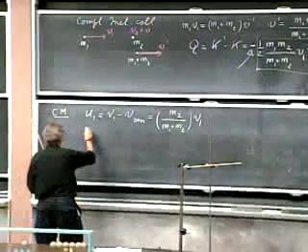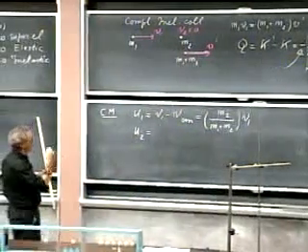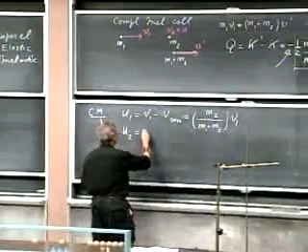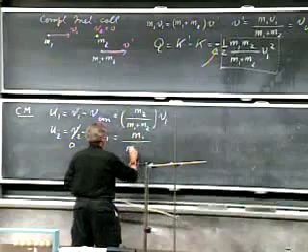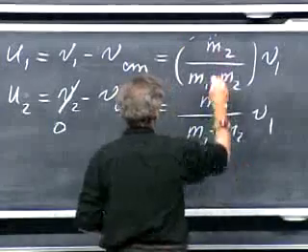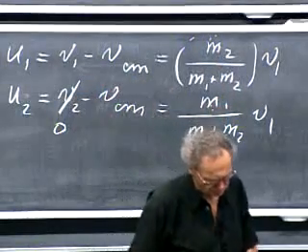And now we go to calculate U2. We want to know what the velocity is, in the center of mass frame, of the other one. That, of course, is V2 minus V center of mass, but V2 was 0. This is M1 divided by M1 plus M2 times V1. So the difference is only the M1 upstairs and the M2.